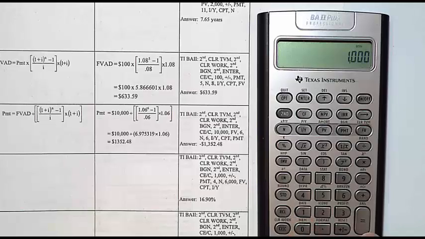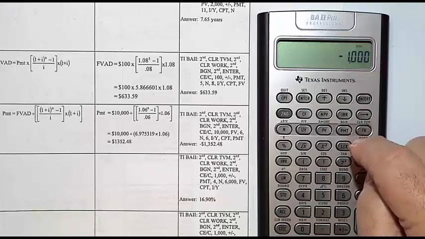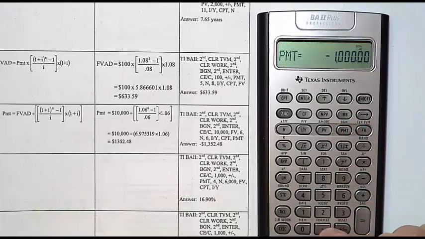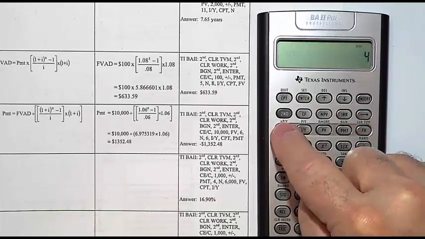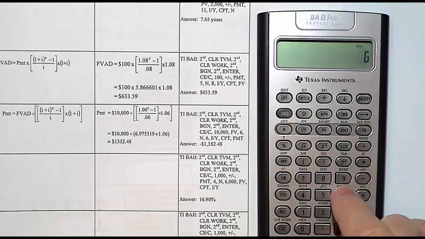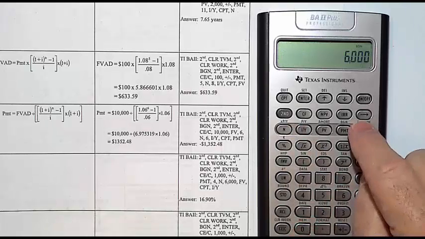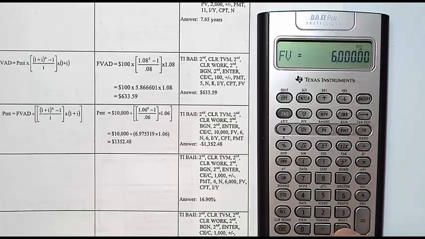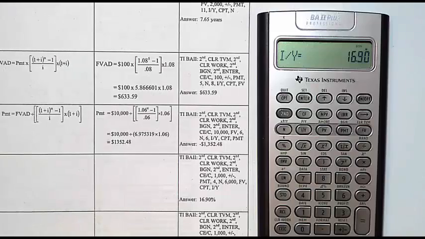1,000, plus minus, that change sign key, is our payment. 4 is our N. 6,000 is our future value. Compute the rate, and we get 16.90%. So that looks like it worked out pretty well.